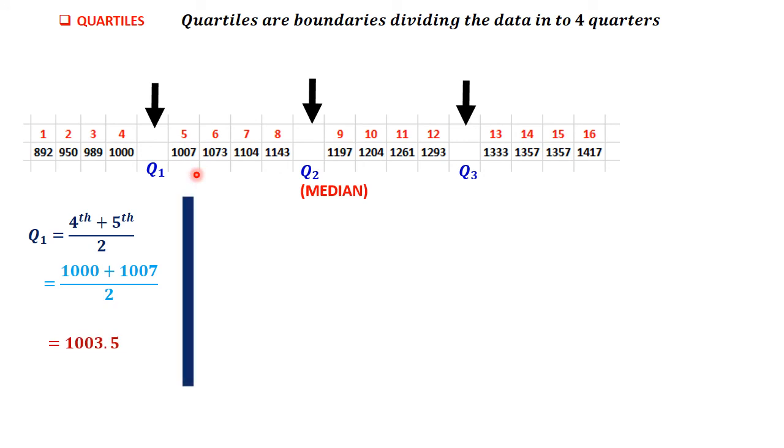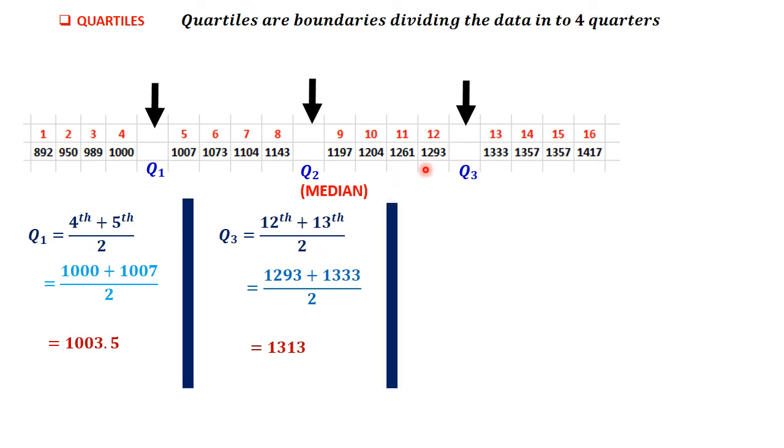I think that's simple. We go to the upper quartile, which is Q3. It will be the 12th and 13th. Average the 2, and that's clearly indicated here. It's 1,293 plus 1,333 divided by 2. You add and you divide by 2, you get 1,313, and so that's our upper quartile.